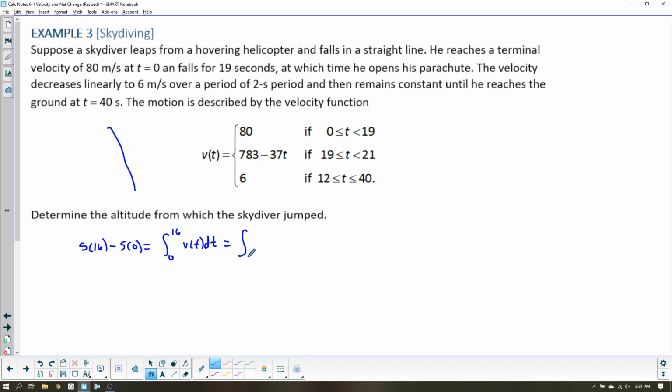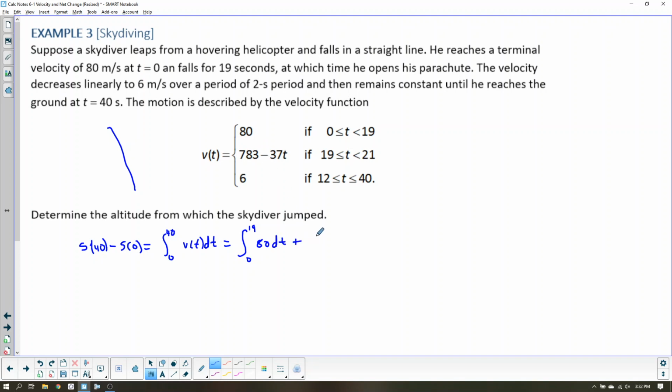So this is the integral from 0 to 19, our first one. Oh, sorry, that is a mistake there. I don't know where I got 16 from. The time interval was 0 to 40. Let's fix that. All right, so the first one is 0 to 19, and it is just a constant of 80 dt. That's the velocity during that time.